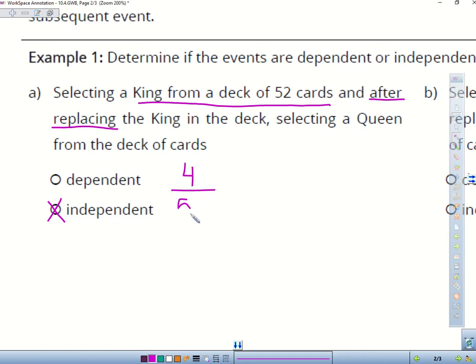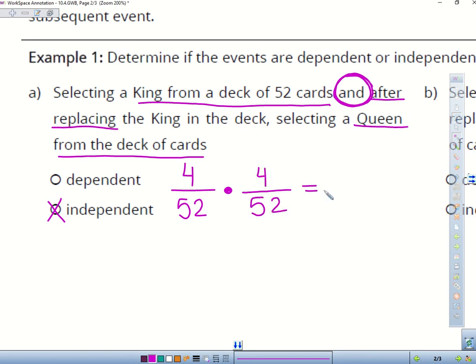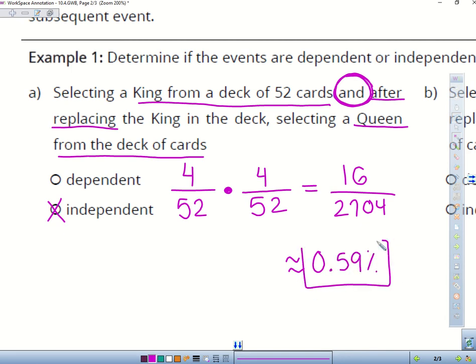4 out of 52. Good. And then we use the word and, which means we use addition or multiplication? Multiplication. What do we use addition for? Or. And then we want to select a queen. What's the chance of selecting a queen? 4 out of 52. Good. So with multiplication, we multiply straight across. That gives me 16 out of 2,704. So that's approximately 0.59%. So pretty slim chance.